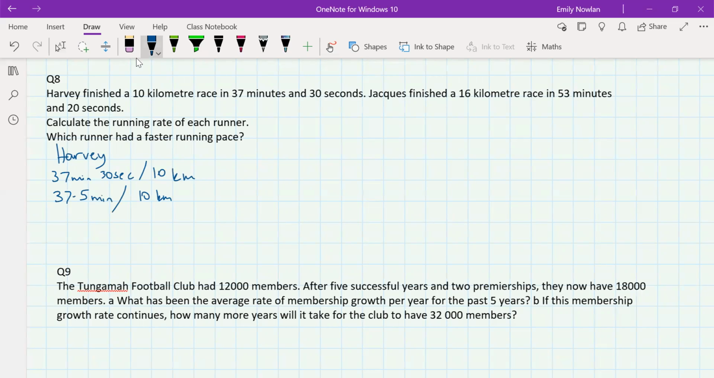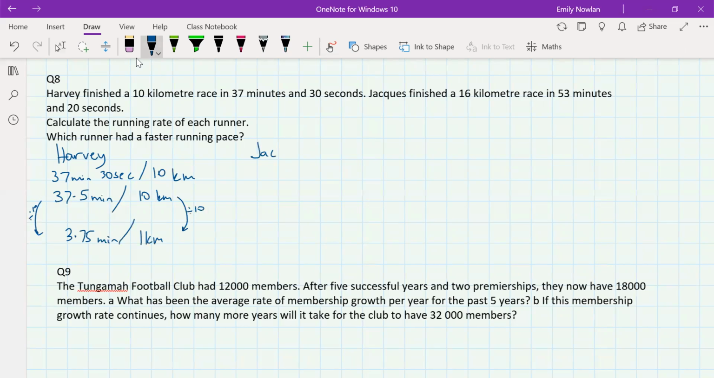So that's 37 and a half minutes in 10 kilometres. If I want to change that to per 1 kilometre, I need to divide by 10. And then obviously I need to do the same over here. 37.5 divided by 10 is 3.75 minutes to run 1 kilometre.